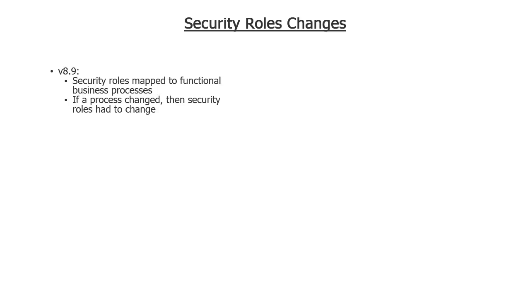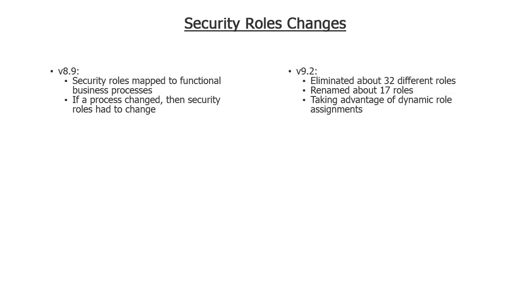In 8.9, security roles in PeopleSoft were mapped to functional business processes. This means that if a process changed, the security roles also had to change. During the fit gap sessions for this upgrade, security roles were reviewed and changes were recommended. So what did we do? Well, we eliminated about 32 different roles across the modules, and about 17 roles were renamed. As part of this upgrade, we will also be taking advantage of dynamic role assignments in a few areas, starting with expenses for expense approval.